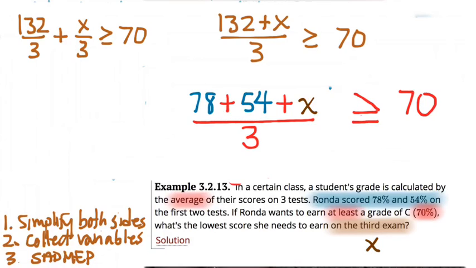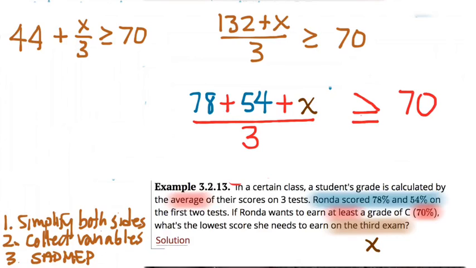And then we can actually carry out the quotient, 132 divided by 3. That turns out to be a whole number: 44. So that makes our life a little bit nicer. Okay, so now I have an inequality, 44 plus x over 3 greater than or equal to 70.